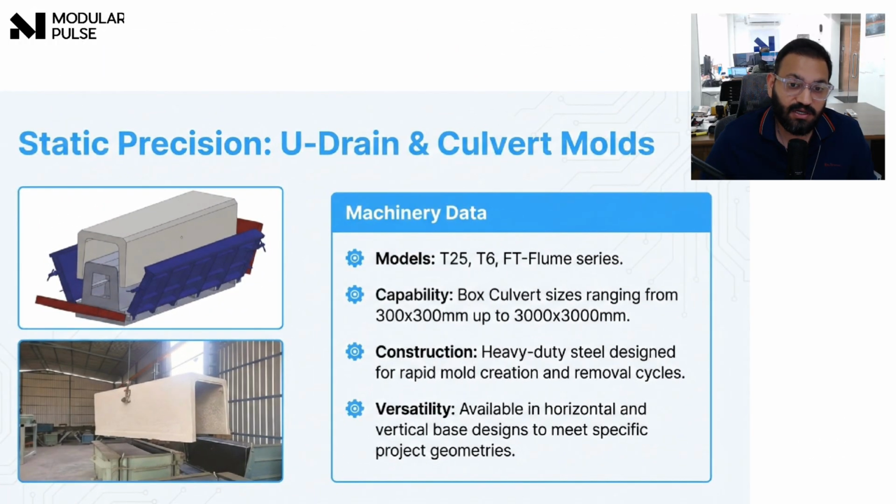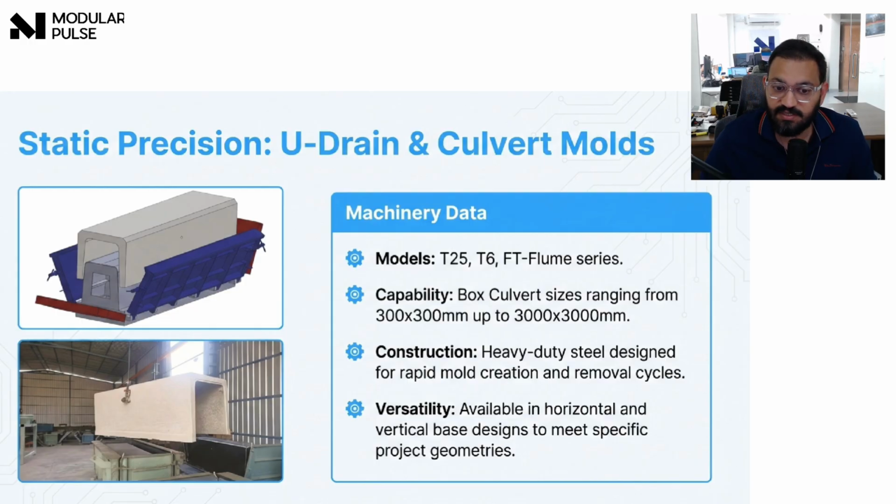Now let's go a little deeper into drainage infrastructure. U-drains and box culverts are heavy-duty elements. They carry water, soil pressure, and sometimes even traffic load. So, precision here is not optional. These elements are produced in static steel molds designed for strength and repeatability. The molds allow accurate wall thickness, proper cover to the reinforcement, and consistent cross-section.